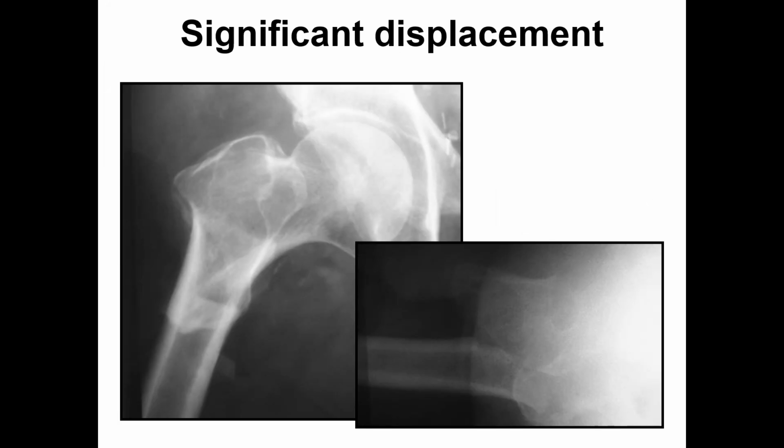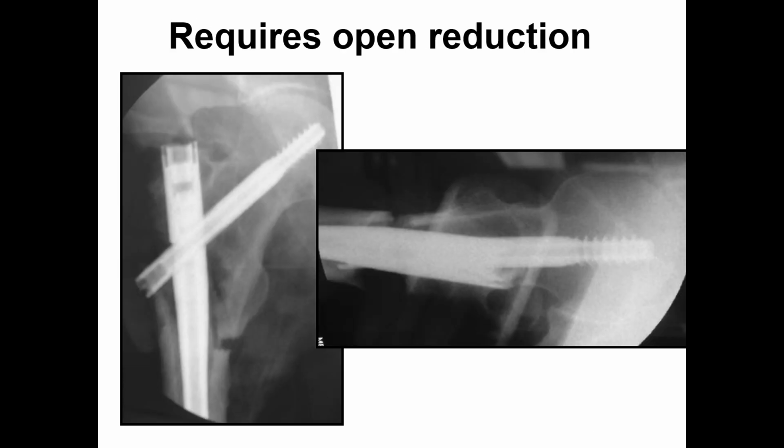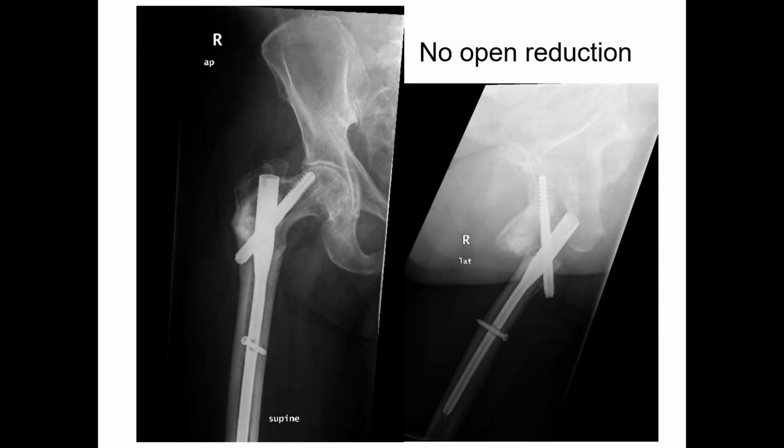Significant displacement can also lead to significant challenges. If the fracture is more than 100% displaced, open reduction is required. These radiographs show the previous fracture, which required open reduction to achieve satisfactory reduction and implant placement. These radiographs show a case with significant displacement where open reduction was not performed. One can see the poor reduction and poor implant placement as a result.